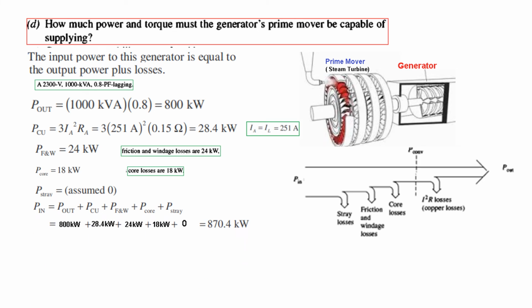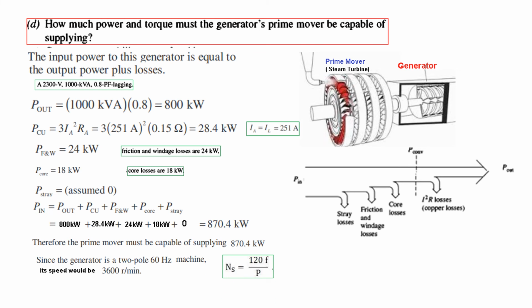So the input power now, adding all this, is 870.4 kilowatts. So this much power the turbine has to provide, or should be able to provide, to run the generator. And therefore the prime mover must be capable of supplying 870.4 kilowatts.